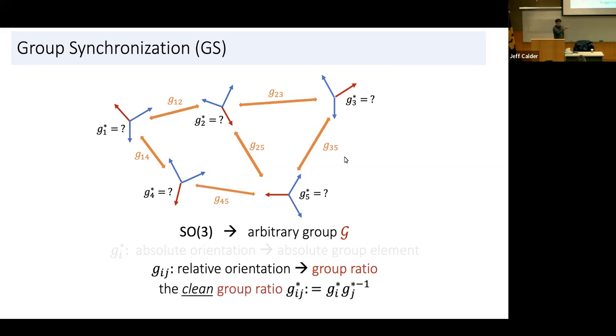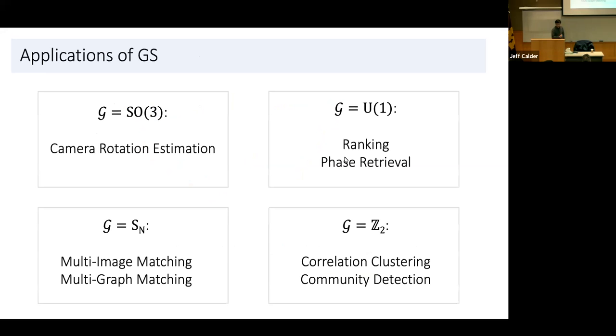And again, similarly, the clean group ratio is G_ij star equals G_i star G_j star inverse, and the definition doesn't really change. We can define it in the exact same way. What's significant about this problem is that it has many different applications, even in very different regimes that seem far away from each other, but they have a very similar mathematical structure.